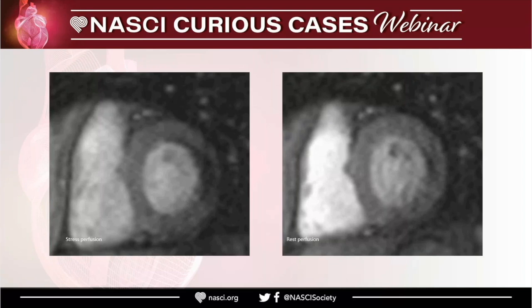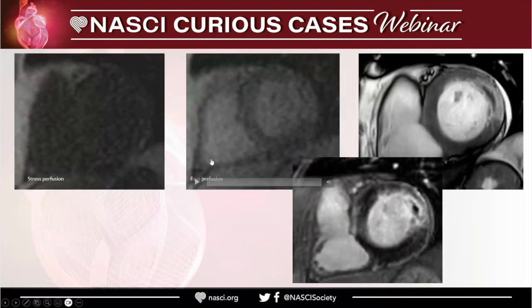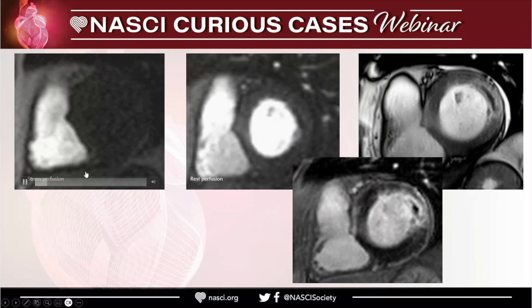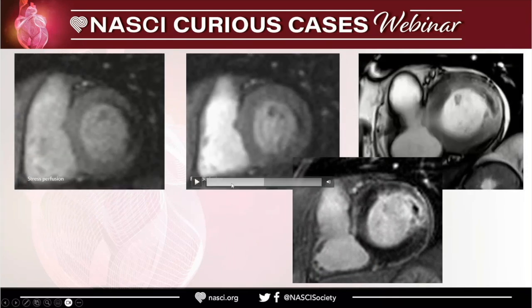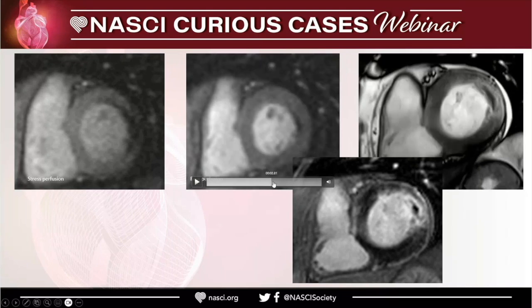Because this is the MRI, we are doing it at the same time. So we are doing either stress first or rest first, and usually stress first. So we did the stress first, and then we did the rest. So it seems like there is a kind of infarct with some surrounding ischemia. But is that true? Here we have the extent that we are thinking. Is that the true extent of ischemia, or is it less than that?